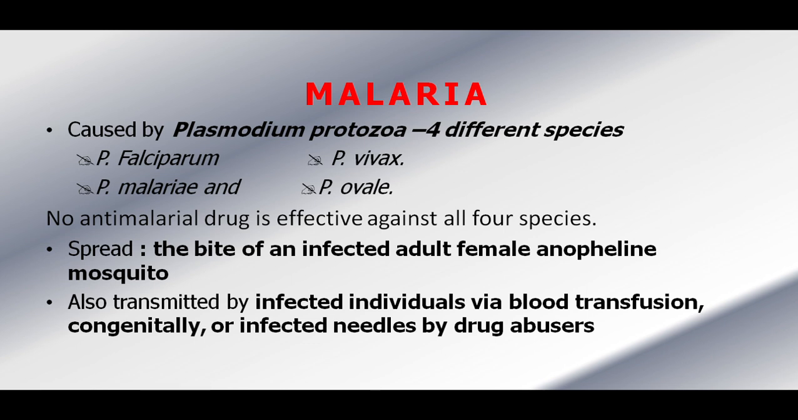Plasmodium is spread through a bite from an infected adult female Anopheline mosquito and can be transmitted by infected individuals via blood transfusion, congenitally, or infected needles from drug users.